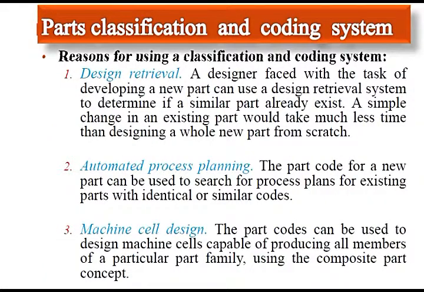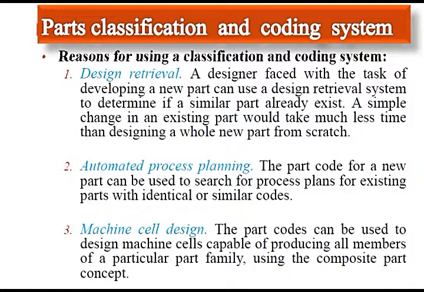Part classification and coding system is used in design retrieval, automatic process planning, and machine cell design. In the design phase, when a new part is developed, a design retrieval system can be used to determine if a similar part already exists. Making a change to a similar part takes less time than designing a whole new part from scratch.